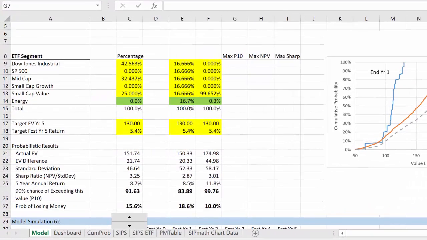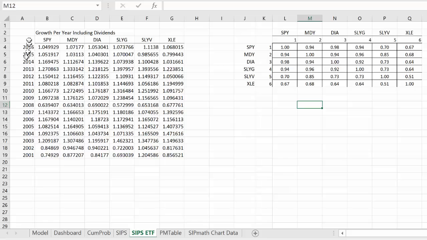In the last video, we showed how we took these ETFs and energy and looked to optimize the portfolio by minimizing the downside risk by maximizing the P10, this being the P10. We utilized data over the years 2016 to 2001, and we resampled from this data. The correlation matrix shown here was not used.